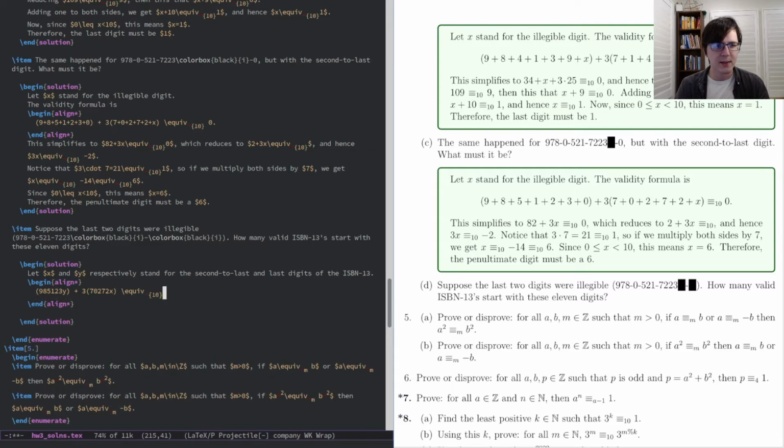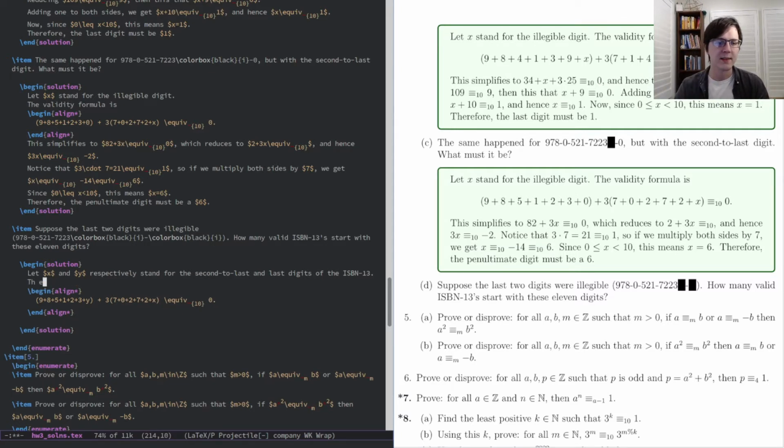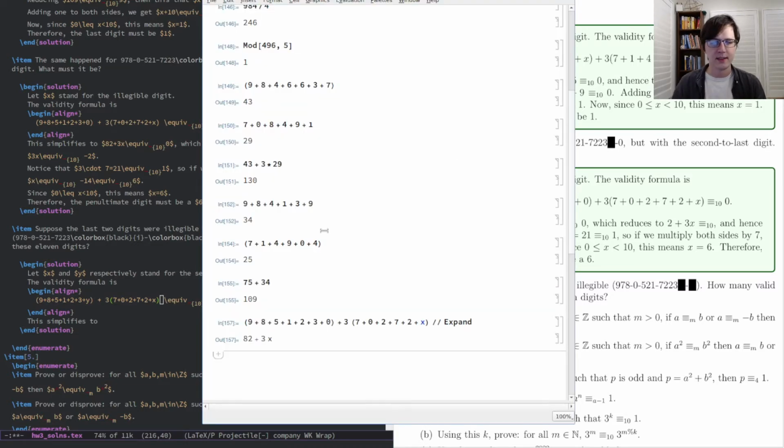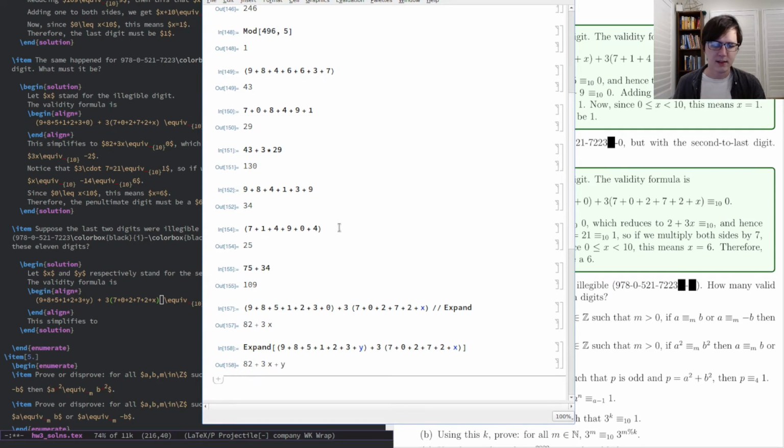So we're almost there with the setup. Only add another macro for the pluses. I guess I could have done that at the same time as the deleting. Okay. The validity formula is, okay, this simplifies to, so let's see. (82 plus 3x plus y).